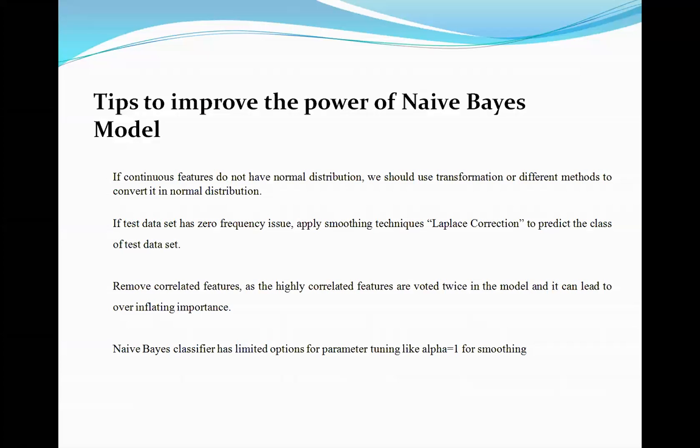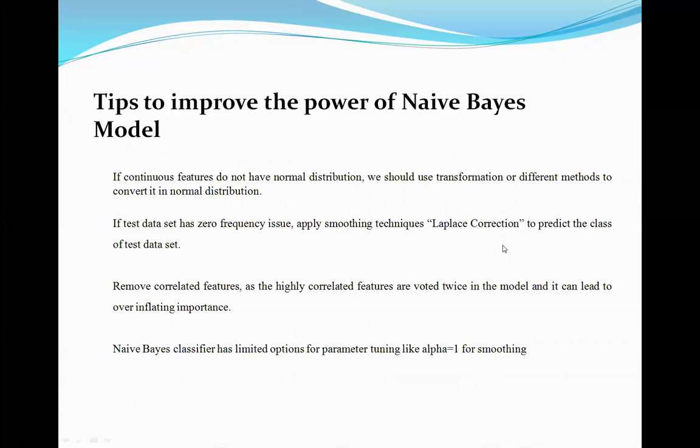And these are some tips to improve the power of naive Bayes. Even though many people are aware of naive Bayes classification and its implementation, try to concentrate on these points. These are very important points regarding naive Bayes. First, if a continuous feature does not have a normal distribution, what we have to do is apply transforms. We will see this in feature engineering, guys.